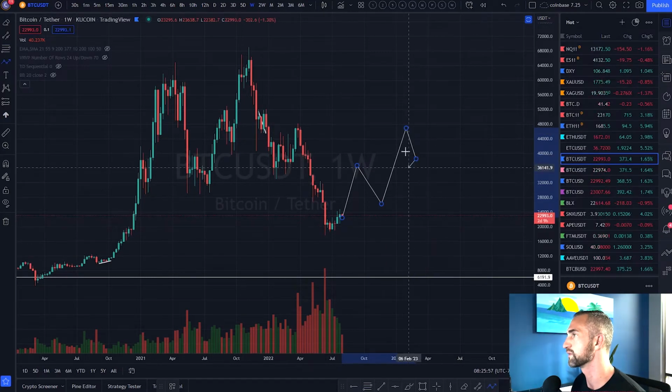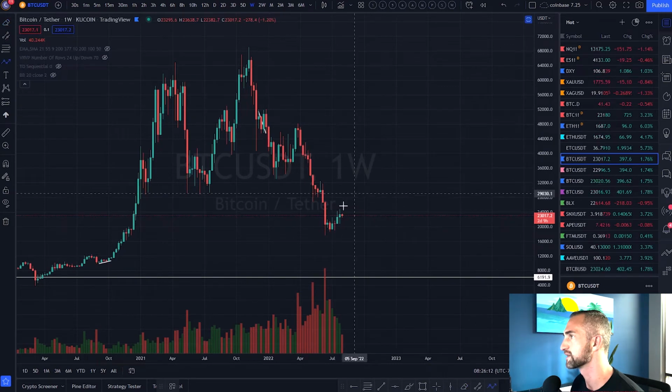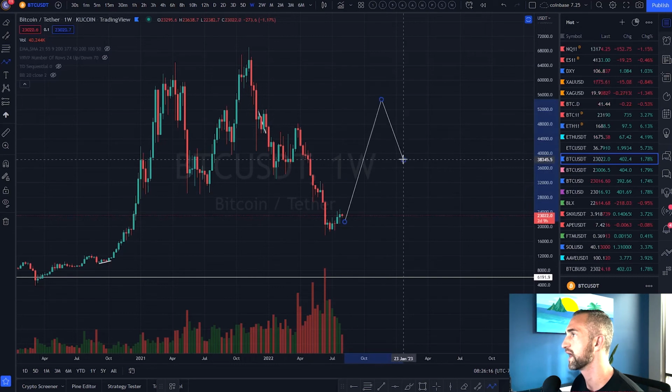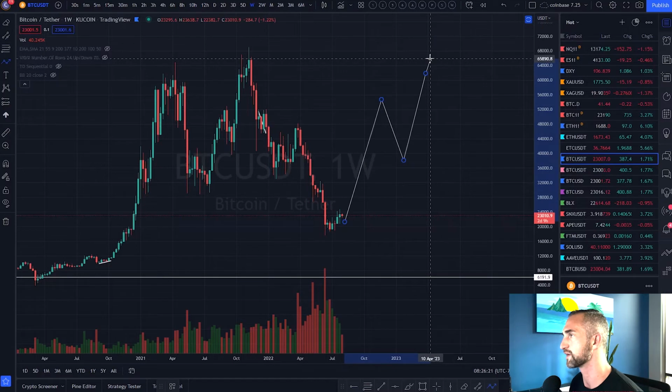What I would really like to see is something like this, which is a higher high here at 47,000. And let's see what that would look like. So let's say we boom, boom, higher low, and then boom, right? That would get me extremely bullish. I'd be looking for new all-time highs on Bitcoin's price action.